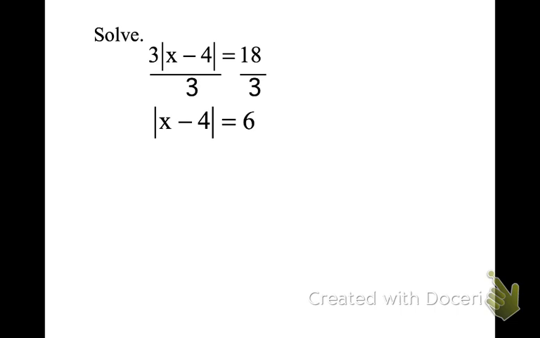Now what, Rami? You want to make it so that it's equal to positive and negative, I don't know how to say it. Positive and negative what? 6. So x minus 4 equals 6, and x minus 4 equals negative 6.